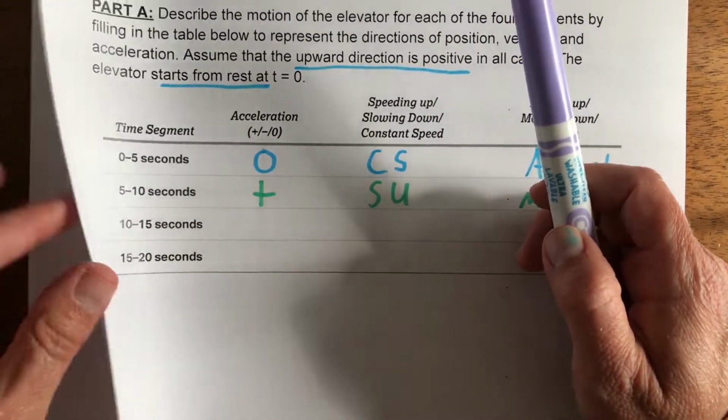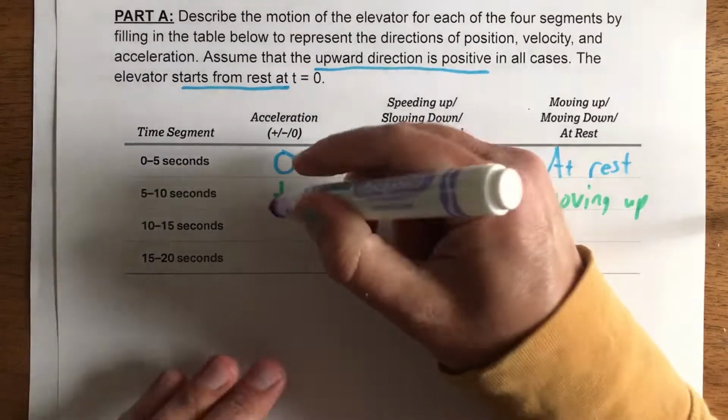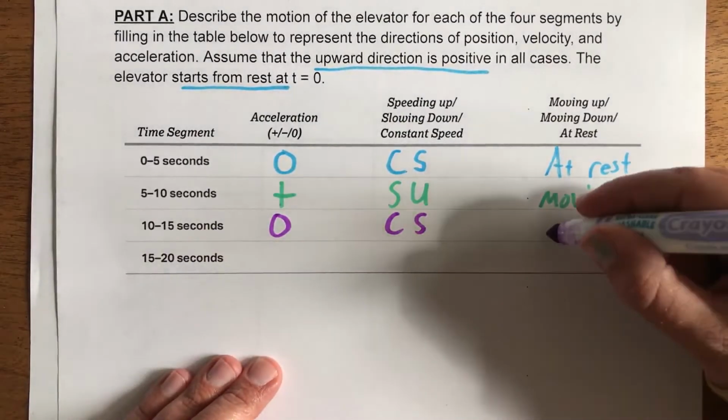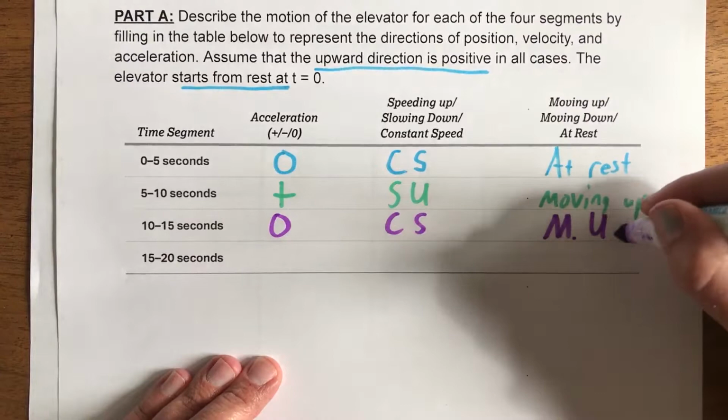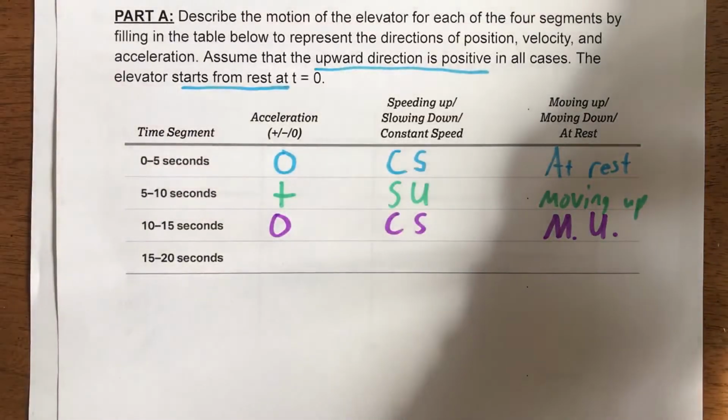We are back to, if we look here, a normal scale reading. So we're back to 0 acceleration, which means we're back to constant speed, but we are still moving up because we haven't slowed down. We just are no longer accelerating. We're no longer increasing our speed upward.